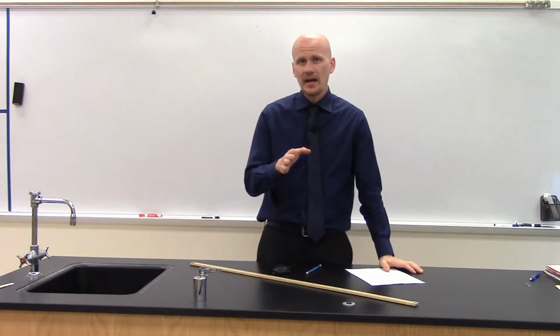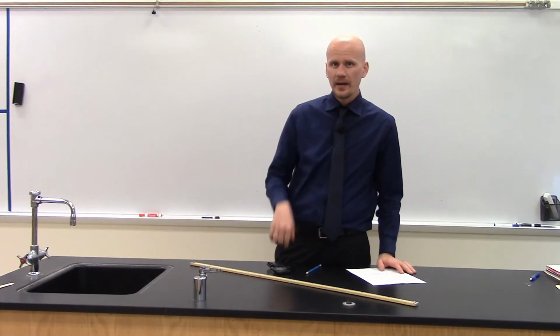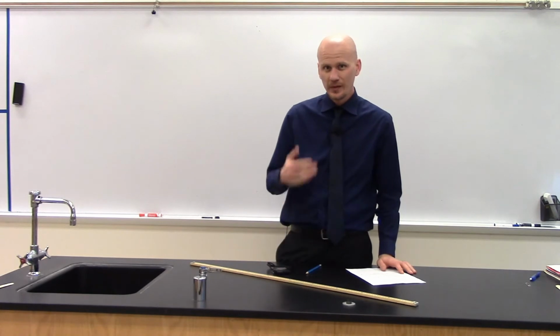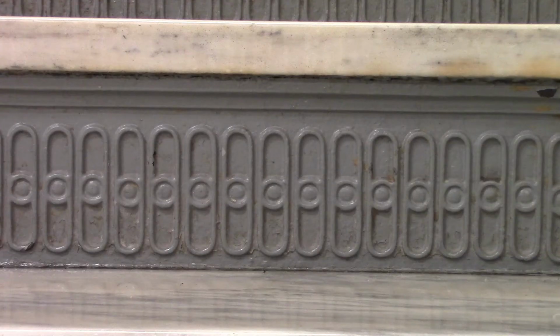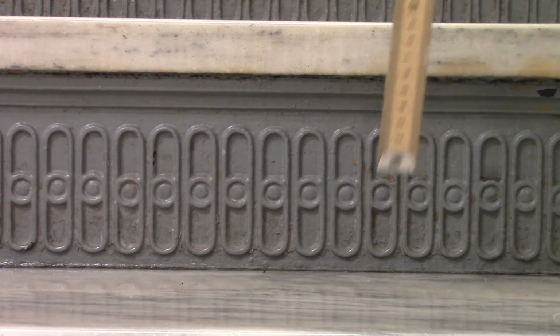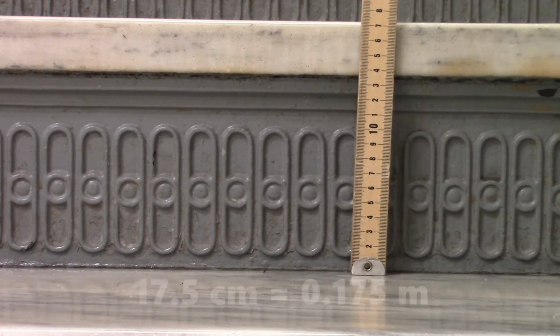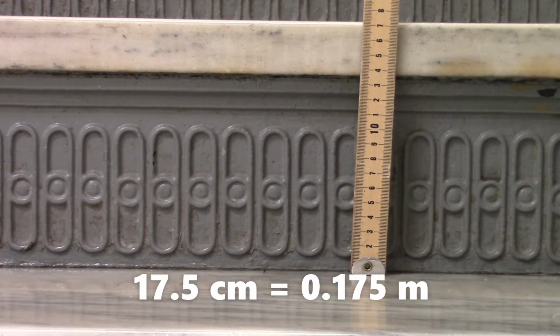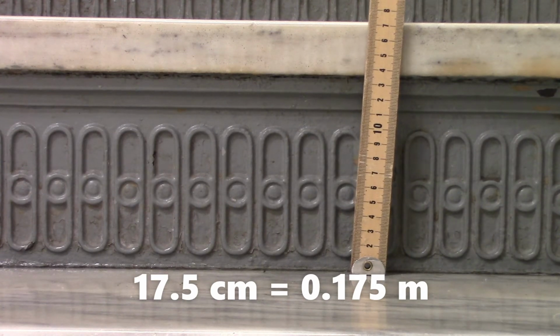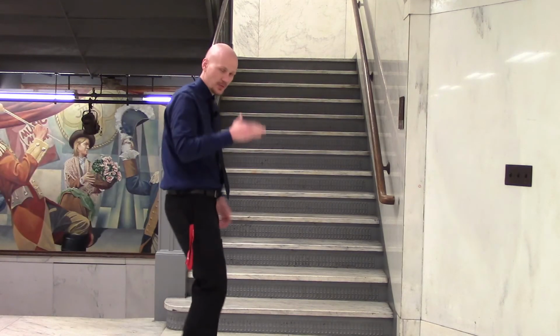Next, you're going to need data for everyone walking and running up the stairs. To do this, we're going to need to go out into the hallway. To get our vertical height, we're going to measure each stair. In this case, we're at about 17.5 centimeters, and we need to convert that to meters. All right, so we've got our vertical height.